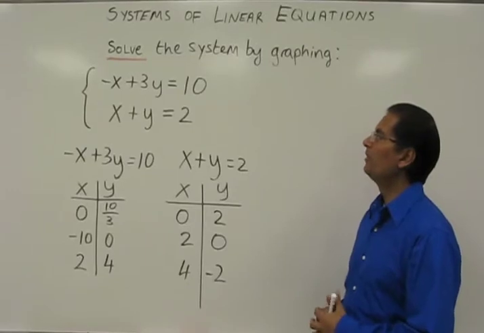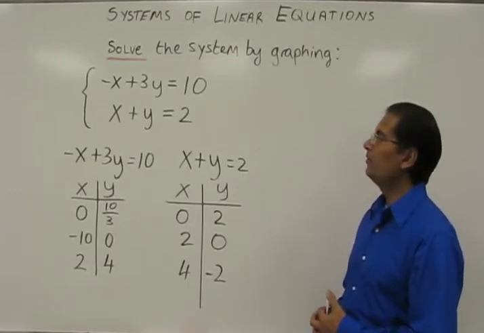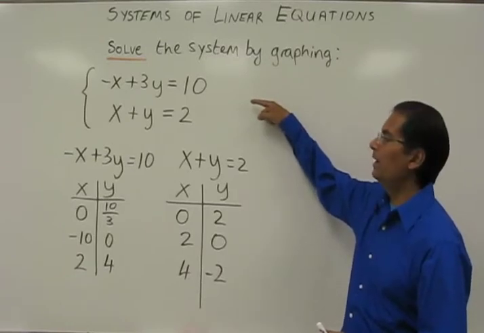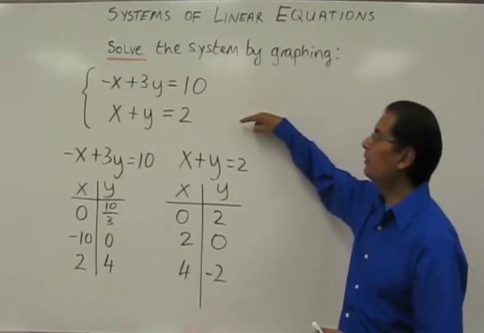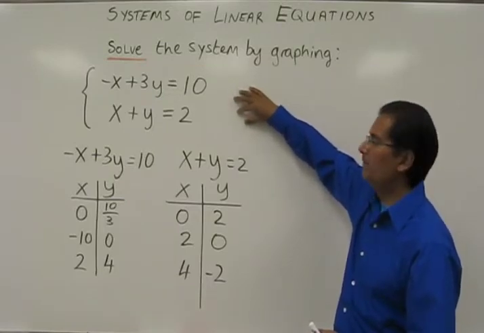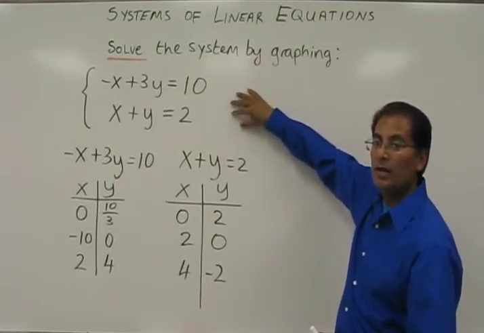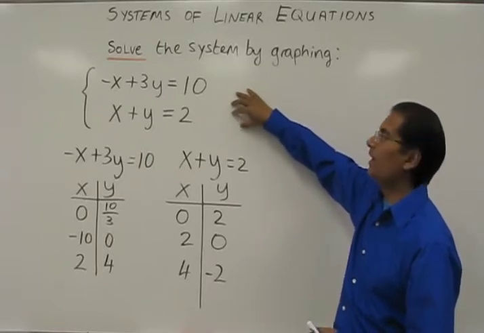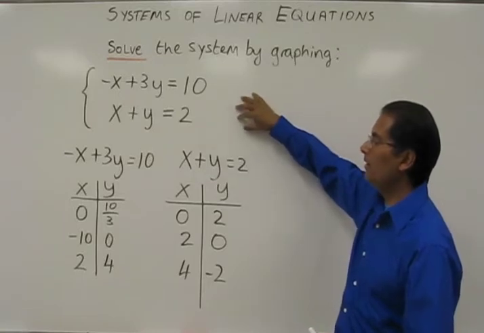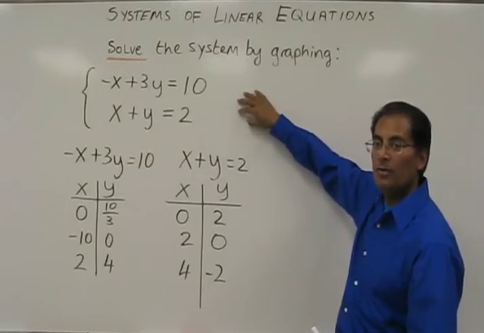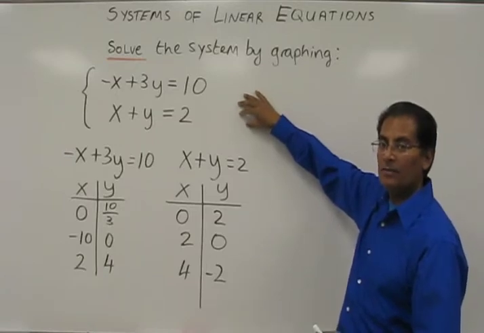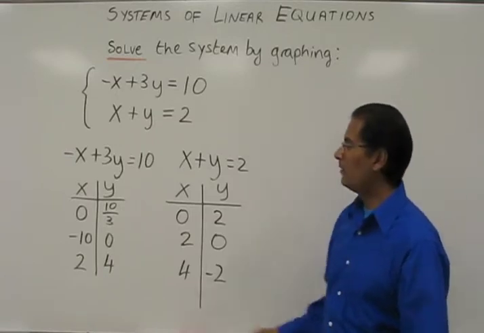Here we have a system of linear equations. The first equation says negative x plus 3y equals 10. The second one is x plus y equals 2. These are two linear equations which have a solution. The solution is where these two lines intersect. We're asked to solve the system by graphing. In order to graph these two equations, the first thing we need to do is construct a table to graph the lines. Here we have our tables.